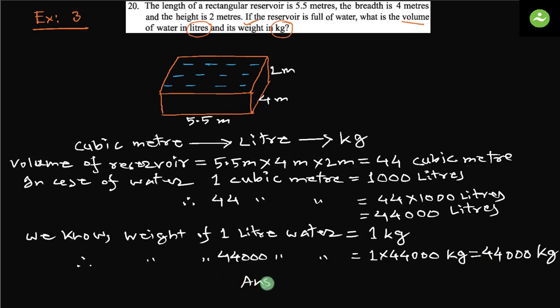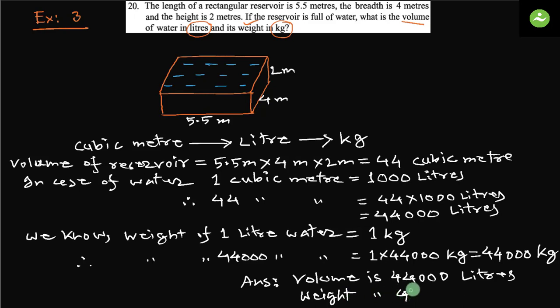Answer: volume is 44,000 liters, weight is 44,000 kilograms.